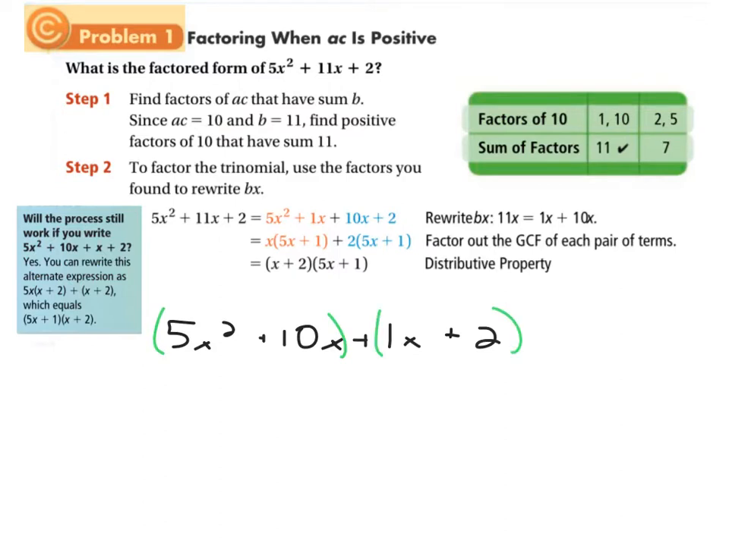And what can you factor out of this? Well, we can divide these both by 5, and we can divide an x out. So we can get 5x out. Okay? So we get 5x. And what's left inside there? Well, this divided by 5x is x.